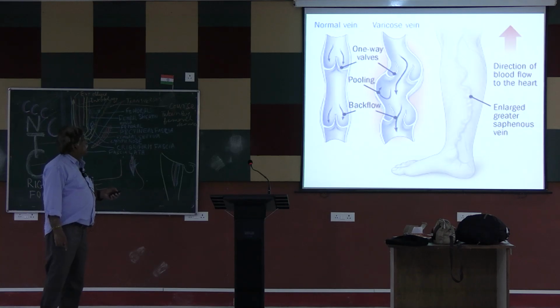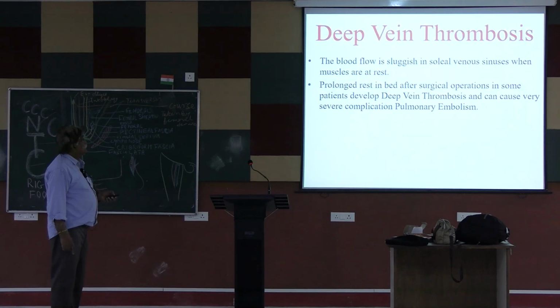Normal vein, varicose vein. Now you can see the one-way valve, pooling of blood, backflow. Enlarged greater saphenous vein, direction of blood flow to the heart. Deep vein thrombosis. The blood flow is sluggish in the soleal venous sinuses when muscles are at rest.